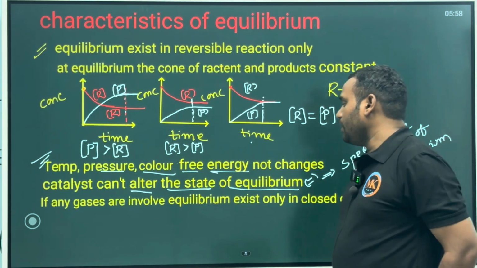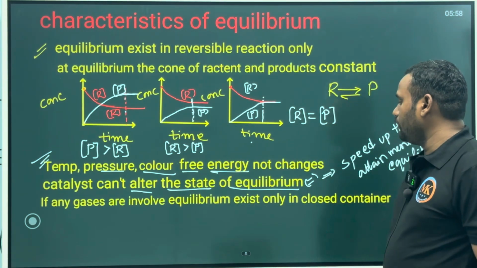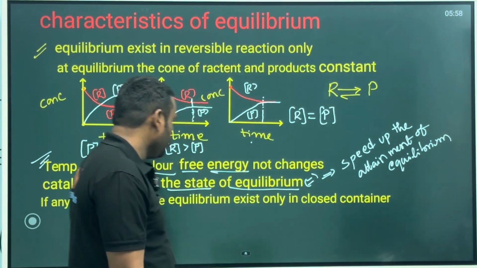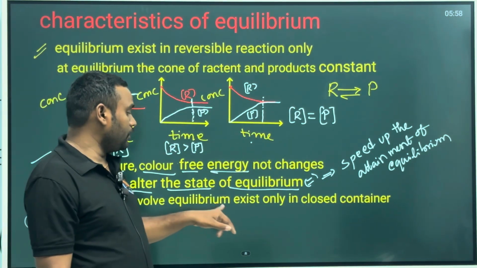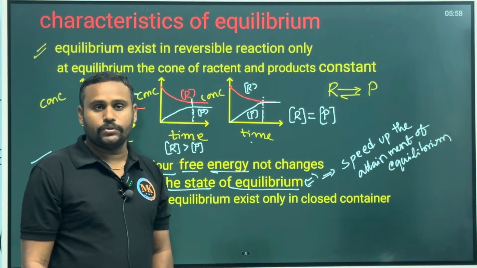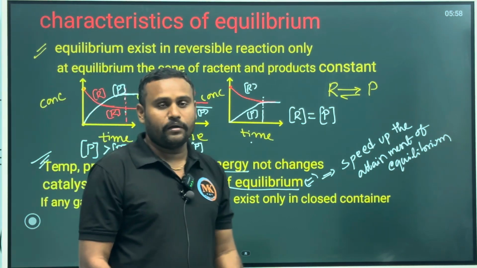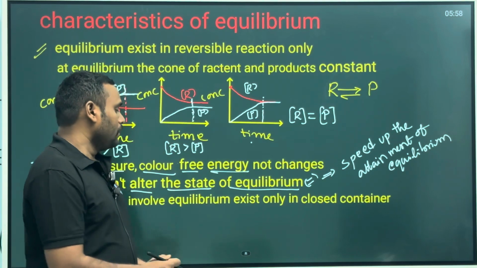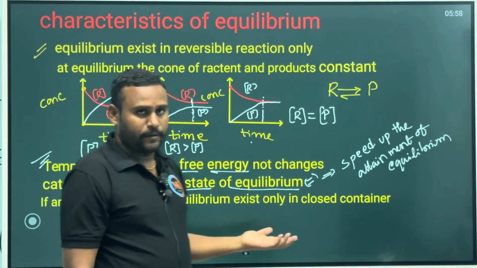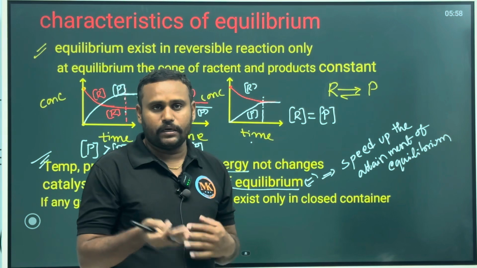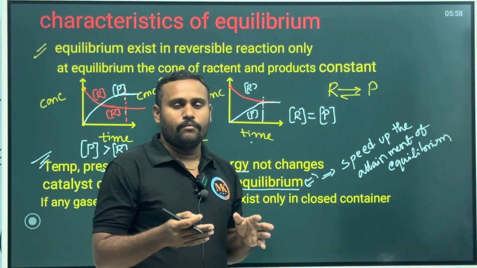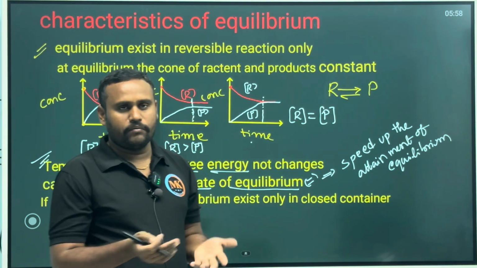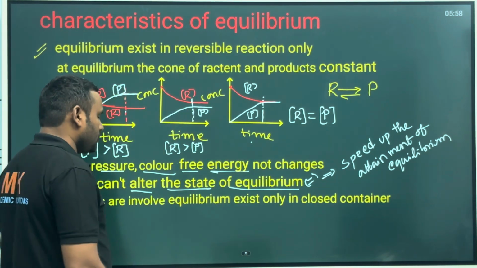Next, if any gases are involved, equilibrium exists only in a closed container, not in an open container. Why, children? Because if you use an open container, what will happen? The gases are going to be expelled continuously, so only the one-direction reaction will occur. That means there will be no possibility of equilibrium existing.